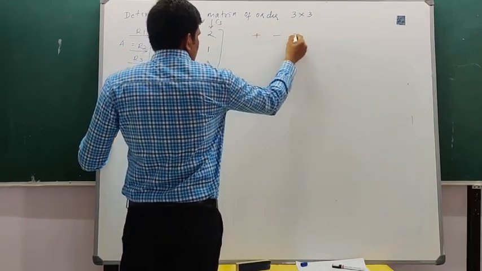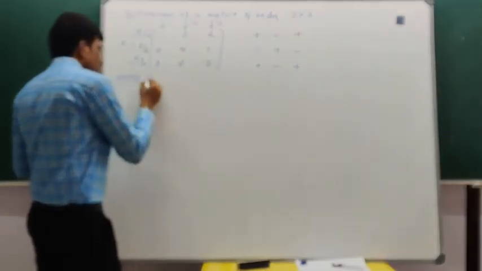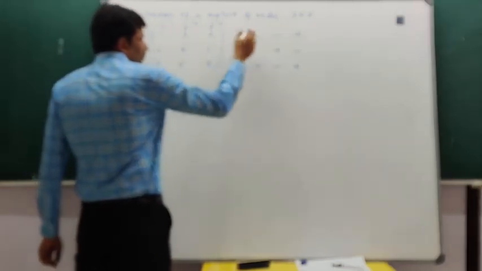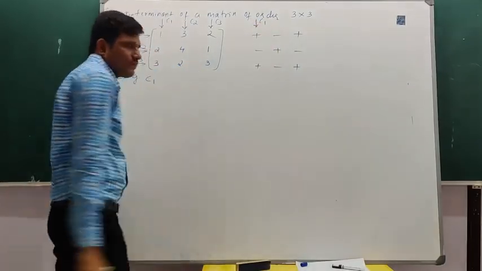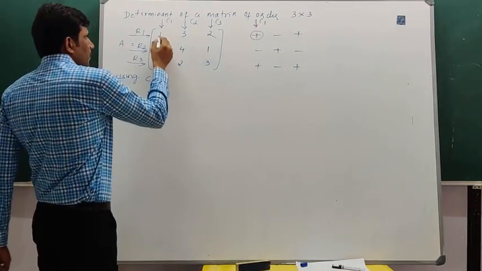The signs are plus, minus, plus, minus, plus, minus, plus. Now I will expand using the first column, C1. What is the sign of the first element in the first column? That is plus. So plus into plus here.